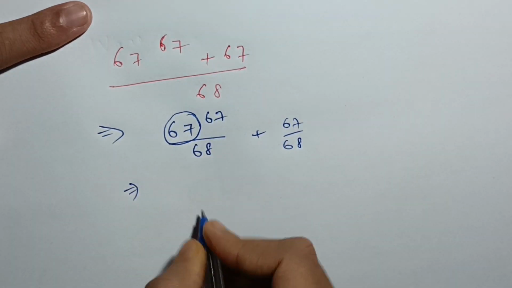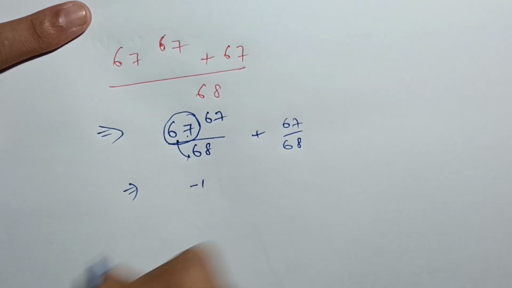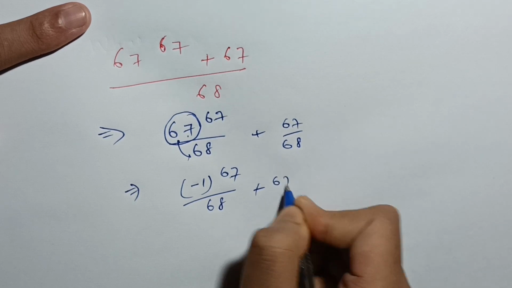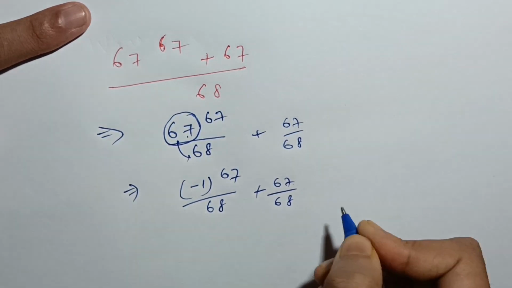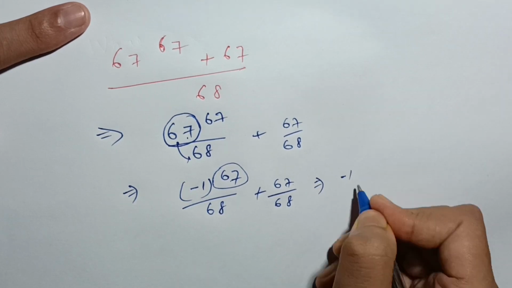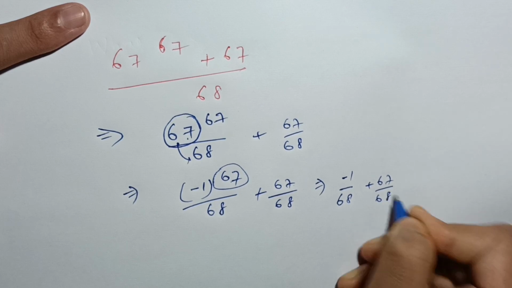Now can I rewrite this as minus 1, right? This will give me a negative remainder of minus 1. So minus 1 raised to the power 67 by 68 plus 67 by 68, I can leave it as it is. Further, an odd power of minus 1 will give me minus 1. So minus 1 by 68 plus 67 by 68.